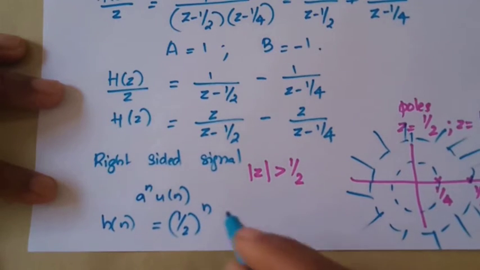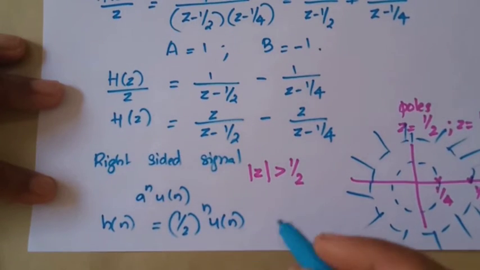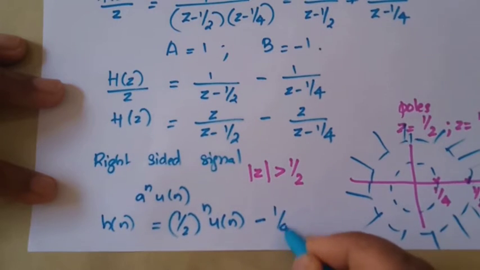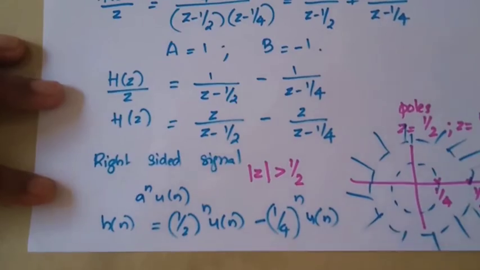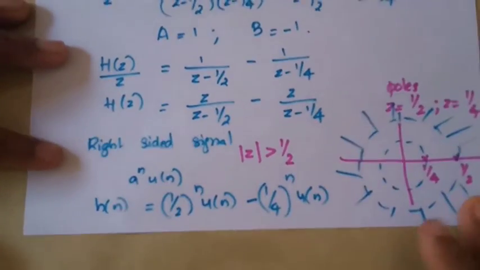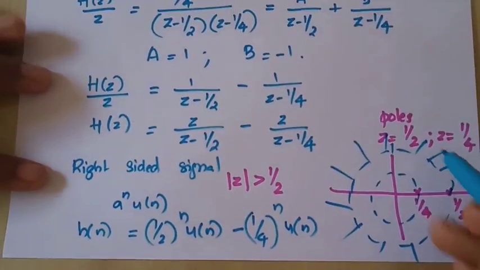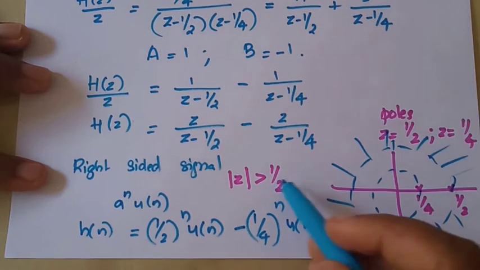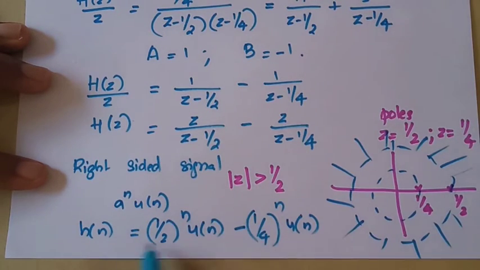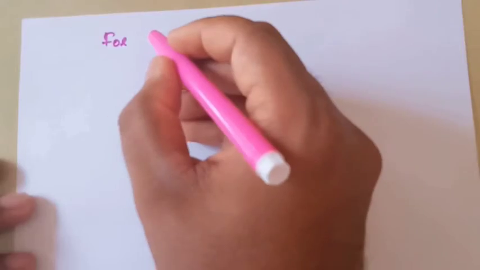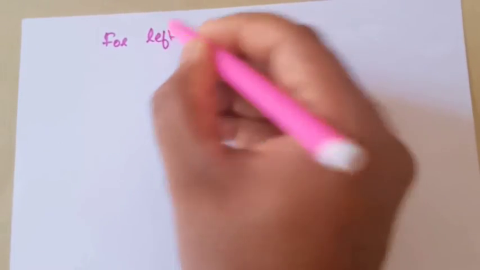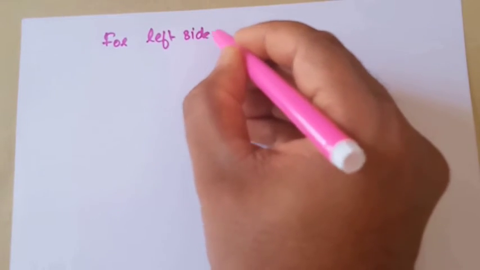So by taking the inverse z transform of H(z), we will get h(n) equals (1/2)^n u(n) minus (1/4)^n u(n). Here H(z) is equal to z/(z - 1/2) minus z/(z - 1/4). It is in the form of a standard equation z/(z - a). So directly comparing the equation, we get the expression for h(n) for a right-sided signal.